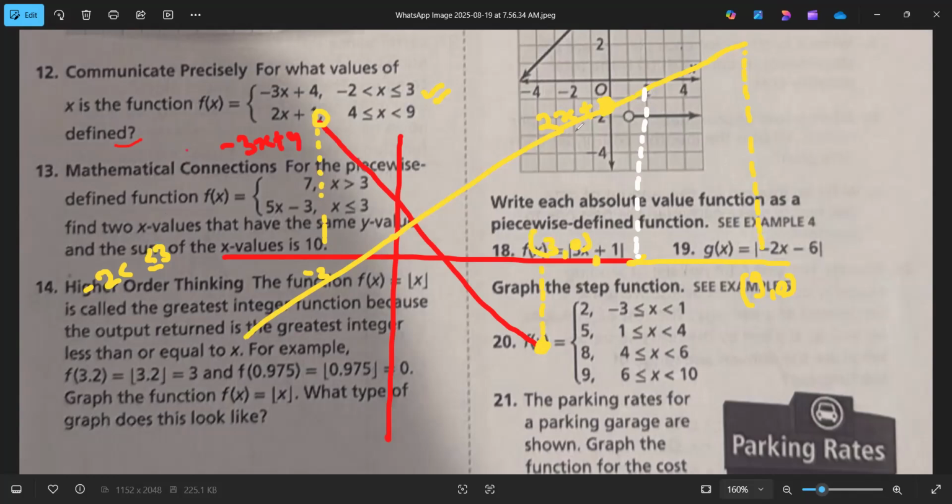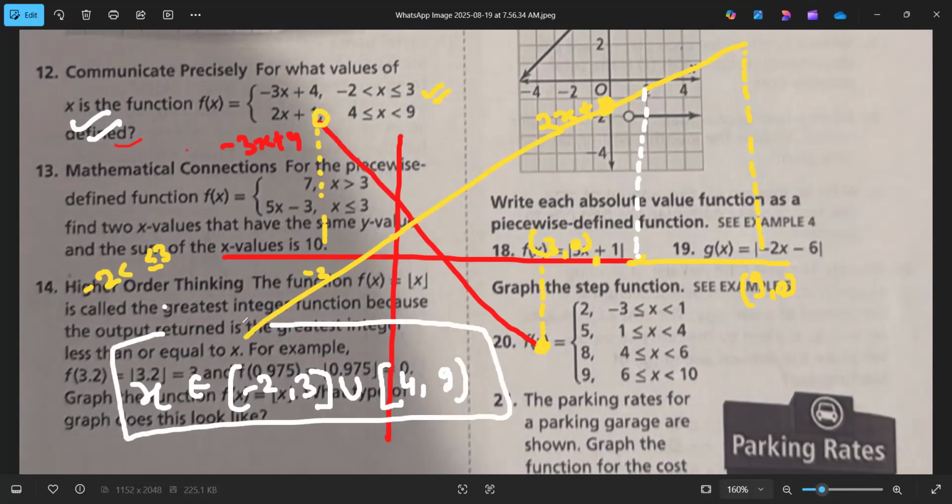Wait, what are we supposed to provide? Are we supposed to provide a graph? What is the question asking? The graph is not asked for. I am explaining with the graph. In the question, you are asked to find only the domain. So the domain is: x belongs to minus 2 to 3, union 4 to 9. That's it. Wait, how is it minus 2 to 3? Yes, minus 2 to 3. I was explaining with the graph so that you can understand. Oh, okay.